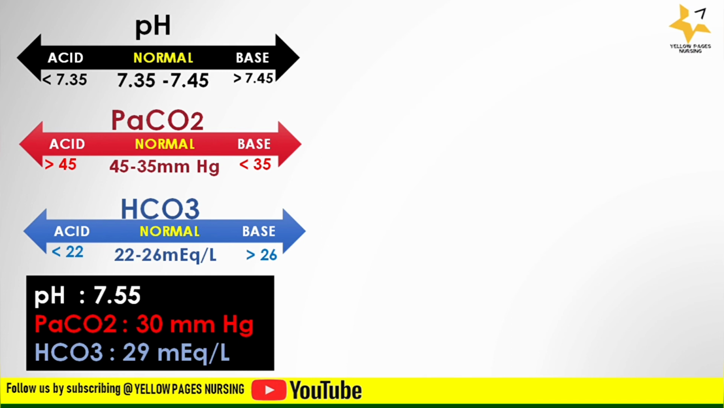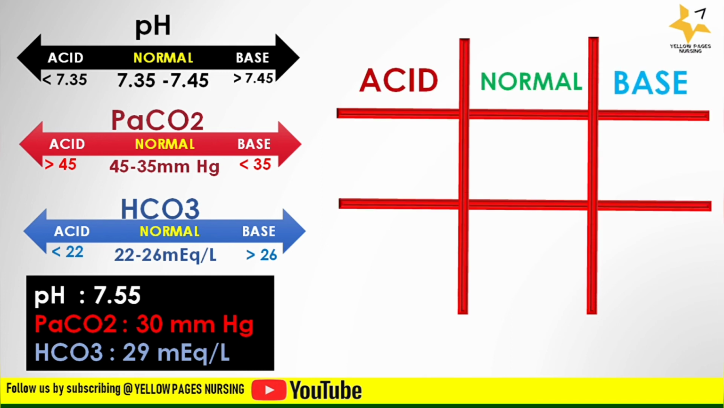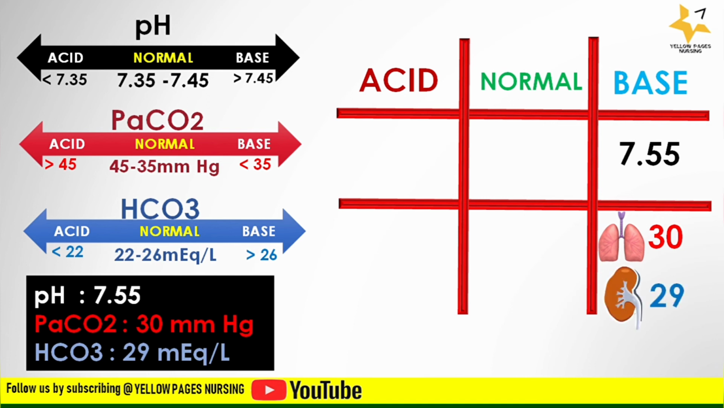Using tic-tac-toe method, pH is 7.55, which is in the alkalotic state. PaCO2 is 30 mmHg, which is also in the alkalotic state. Bicarbonate is 29 milliequivalent per liter, which is more than the normal range and falls in the alkalotic state. Here, pH, PaCO2 and bicarbonate all match in the alkalotic state, and therefore we say it is a mixed alkalosis, that is respiratory and metabolic alkalosis combined together.